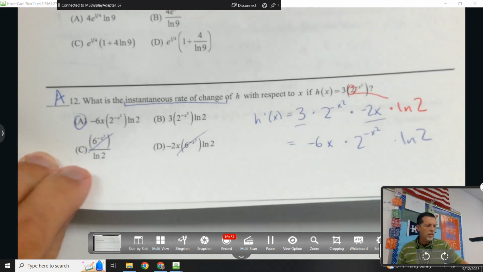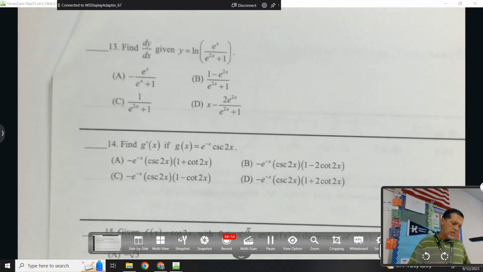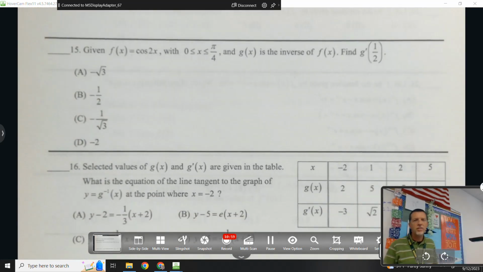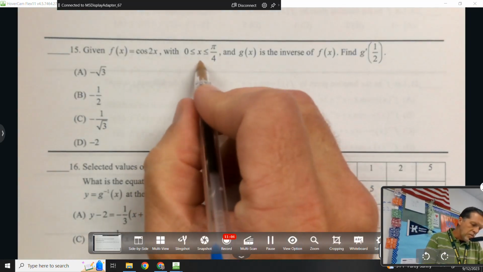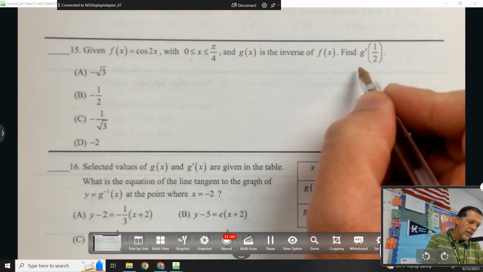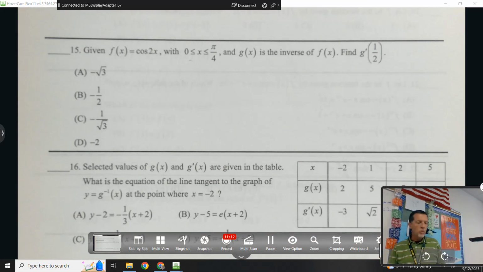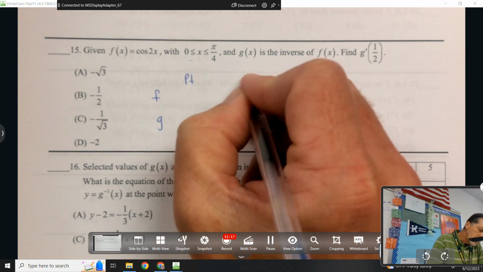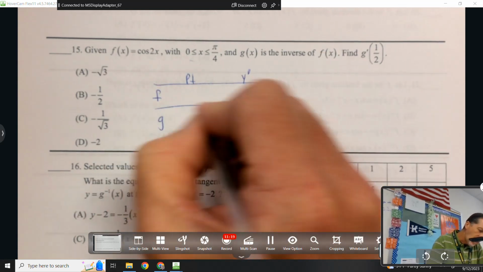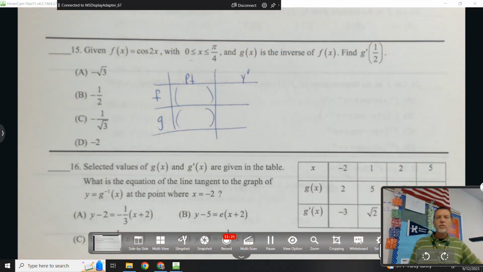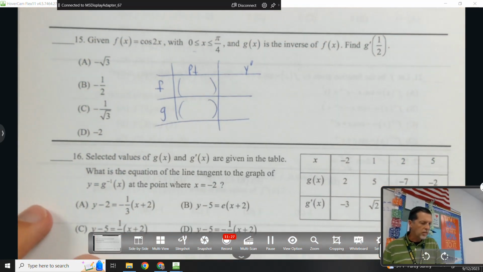Some logs, we did some exponents. Here we go. Here's the inverse question that London you were asking about. If f is cosine of 2x between 0 and pi over 4, g is the inverse of f, find g prime at 1/2. Again, this is just like overwhelming information. So set up the table to just keep track of everything. So yeah, it takes a few seconds to set it up, but I think it's well worth it.